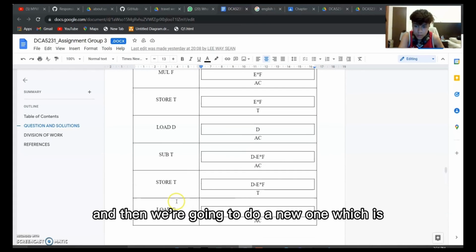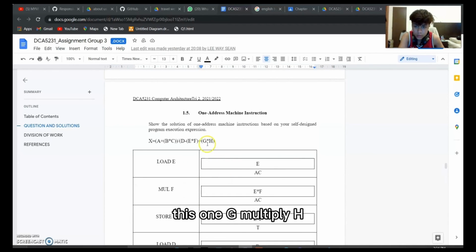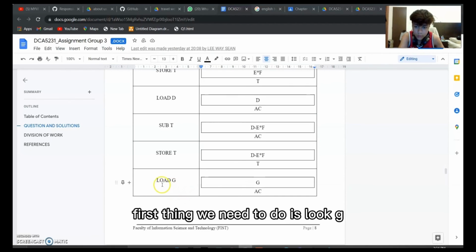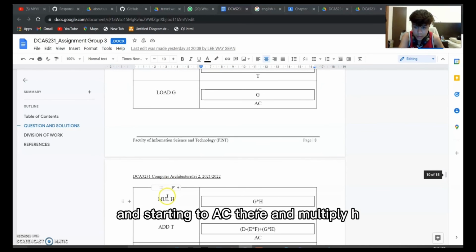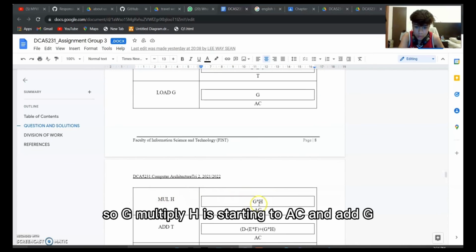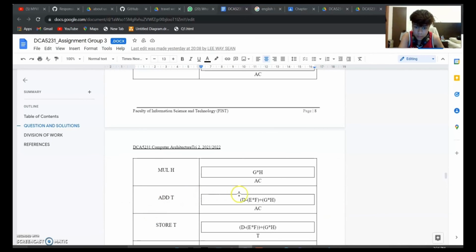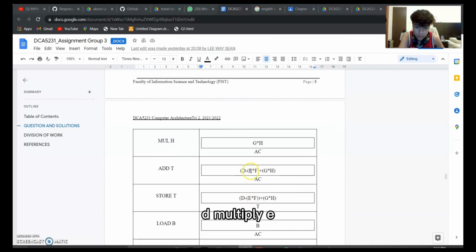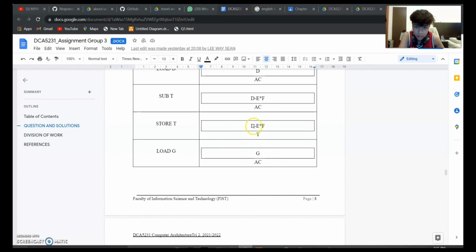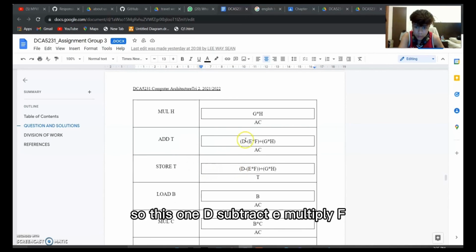And then we're going to do the new one, which is G multiplied with H. First thing we need to do is load G into the accumulator and multiply H. So G multiply H is in the accumulator, and add T. So D subtract E multiply F plus G multiply H. So this one, we store from the accumulator into T.